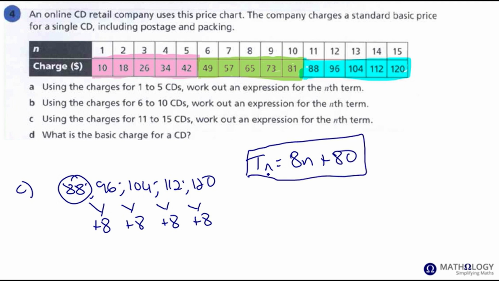Now we're going to check the next two terms. When n equals 2, the second term must be 96. 8 times 2 is 16. 16 plus 80 is 96. That checks out. When n equals 3, the third term must be 104. 8 times 3 is 24. 24 plus 80 is 104. So the first two terms check out. This is the nth term for that sequence.